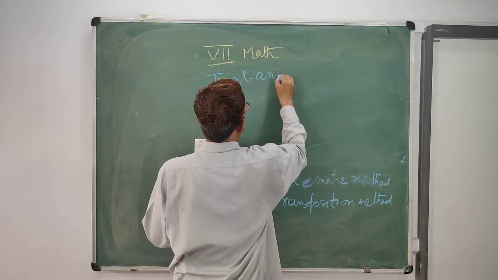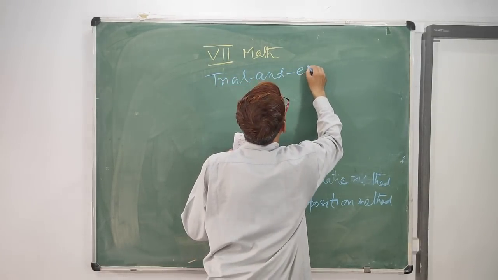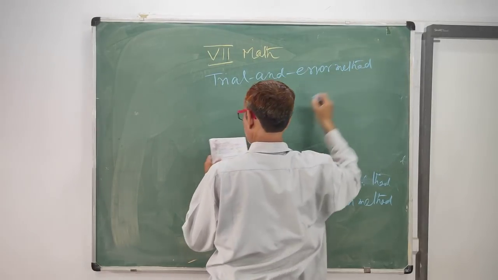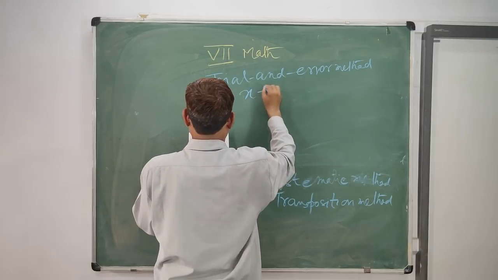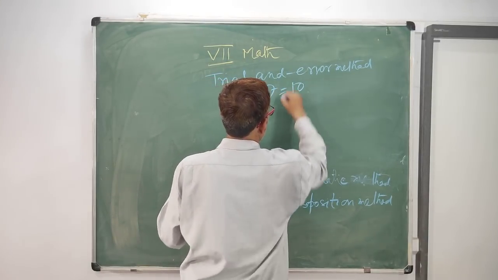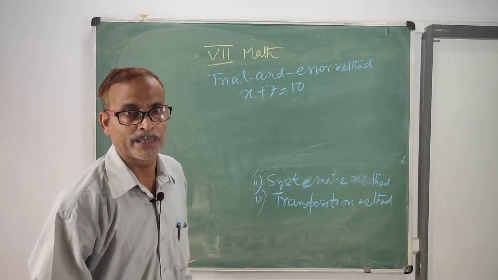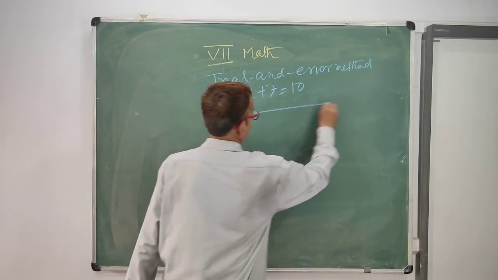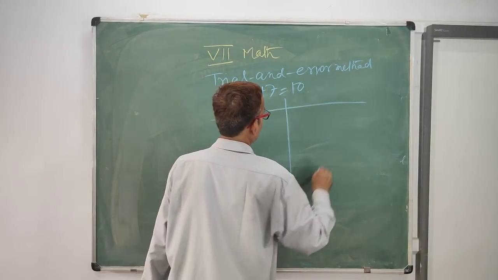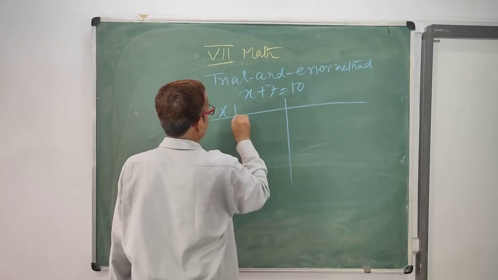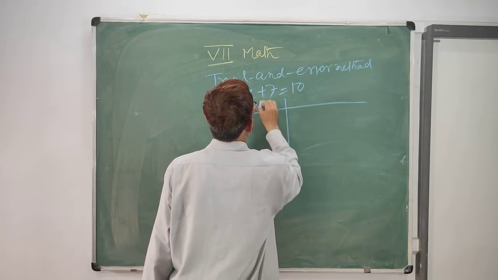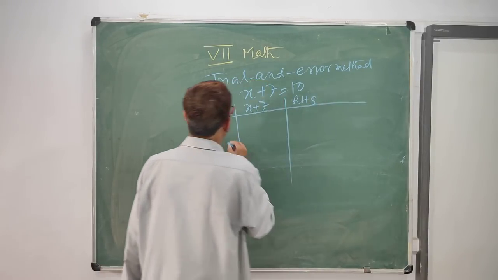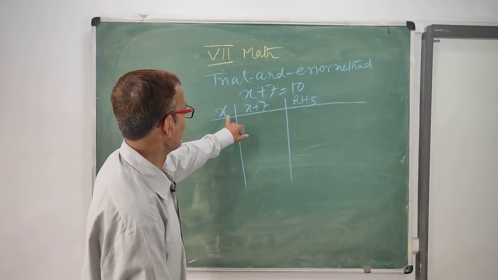Trial and error method. x plus 7 equal to 10. How will you solve it by trial and error method? First, make a column, make a table: x, x plus 7, and RHS. First, you take the value of x equal to 1.